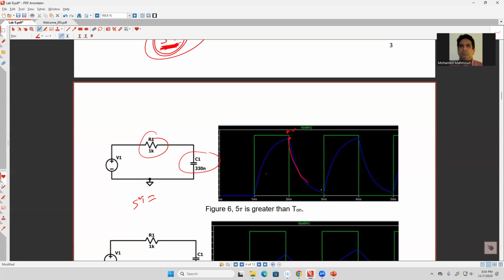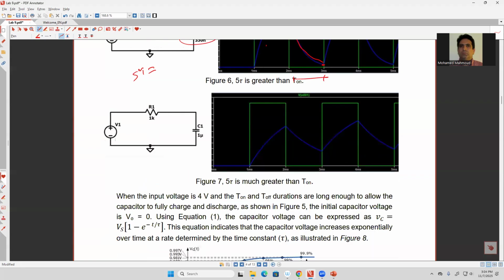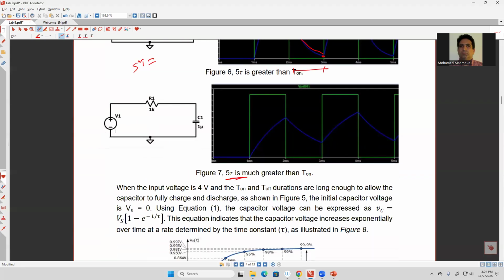And then here, I'm going to discharge. Same thing, I'm not going to go to 0 because I did not keep it for enough time, okay? Even if you make 5 tau much greater than T on, you can see how the signal looks. As you see here, guys, using these numbers, if you calculate 5 tau, you will find 5 tau is 5 milliseconds. But because I'm going to change the voltage, the capacitor is not going to reach the steady state value. Okay, and now it's going to discharge this way.